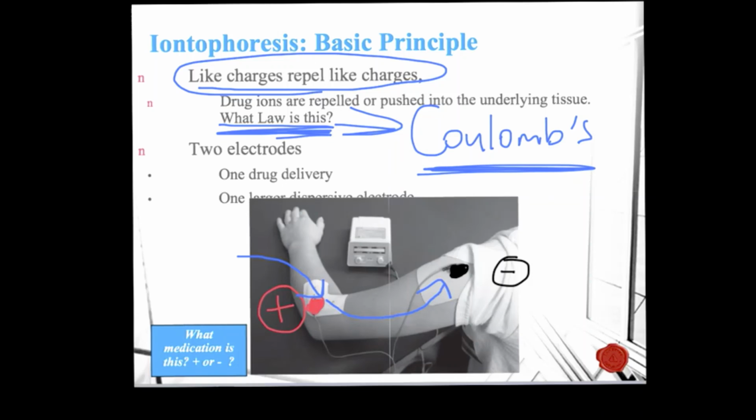So based on this, if we look at Coulomb's law, like charges repel. So if we have a positive electrode here, we must have a positive medication. Pause and think about that if you need to, but we're going to keep moving on here.